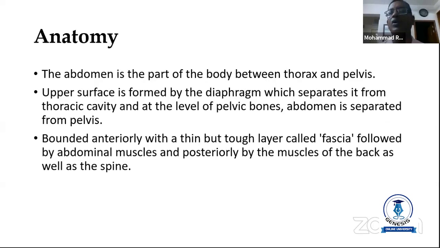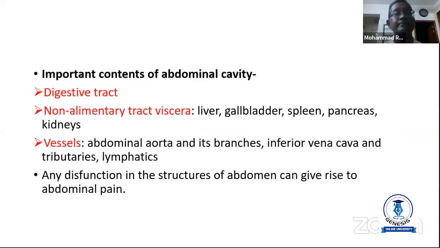The abdomen is the part of the body which is obviously between the thorax and the pelvis, and the upper surface is formed by the diaphragm, which separates it from the thoracic cavity, and at the level of the pelvic bone, the abdomen is separated from the pelvis. Anteriorly, the boundary, we all know, is a thin but tough layer of fascia, followed by abdominal muscle, and posteriorly, obviously, by the muscles of the back as well as the spine.